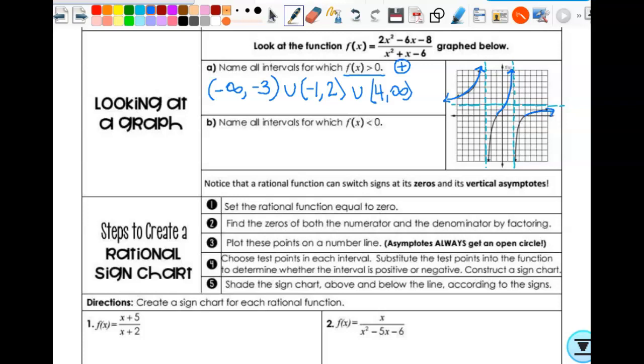Okay. So then we look at when it is less than 0, so that's when it is negative. So it's negative here, and it's negative here. So where does this function start being negative? Negative 3. Is it negative 3 or is it negative infinity?